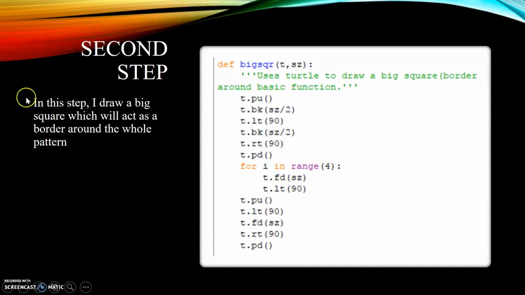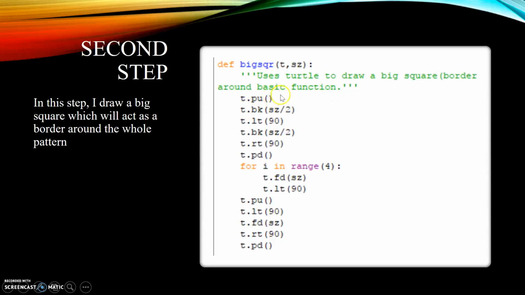The second step is, you technically don't have to draw it, but I wanted to draw a big square to act as my border so that I would be able to keep everything that I do inside a certain boundary. I didn't want it to exceed a certain boundary. So I defined the function big_square, and these are the parameters that I used. And then I used the triple quote docstring. I said it uses the turtle to draw a big square or border around the basic function.